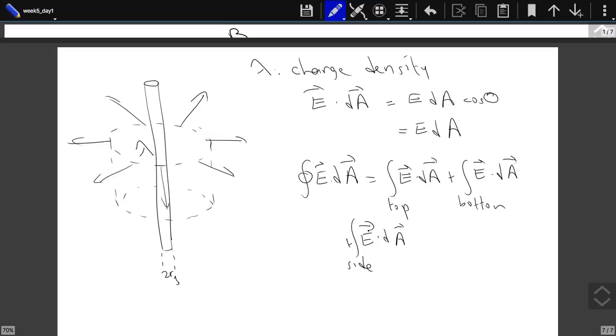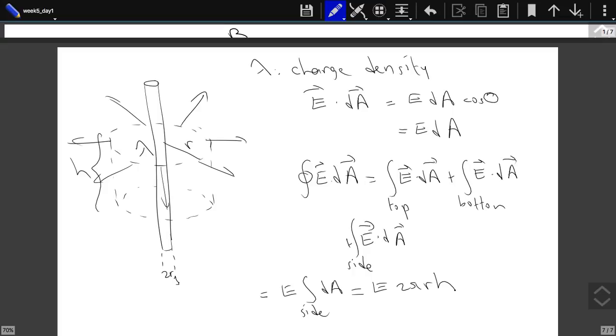This is the only contributing piece, and for this piece we know that E and dA are pointing in the same direction. Furthermore, the magnitude of the electric field doesn't change on the side because it can only depend on the distance from the wire. So this is equal to E times the integral of dA over the side. Well, the area of the side of the cylinder, let's say a cylinder of radius r and height h, is E times 2 pi r times h.